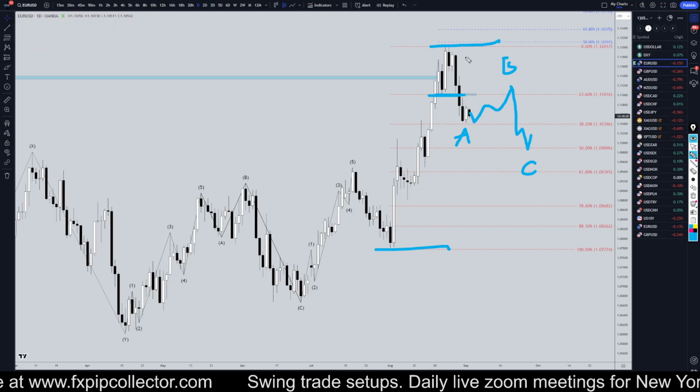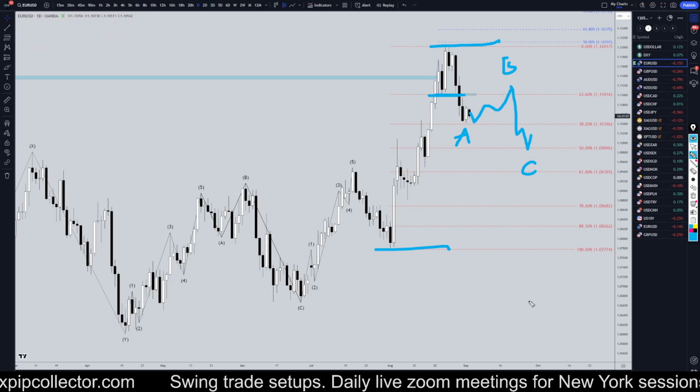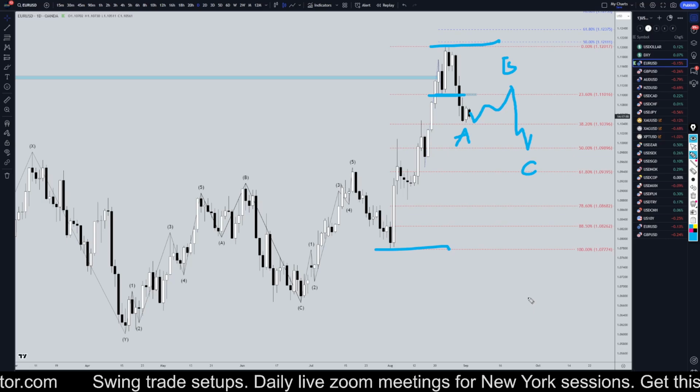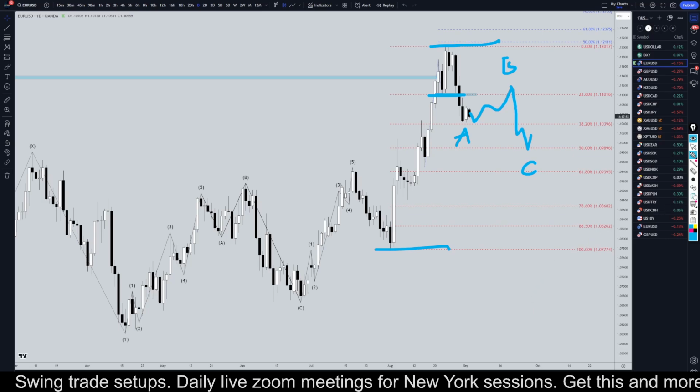But now that we have a break, we're going to look for shorts, and if it turns into something besides an ABC correction, we should be looking for shorts anyways. So really shouldn't create a problem for us.